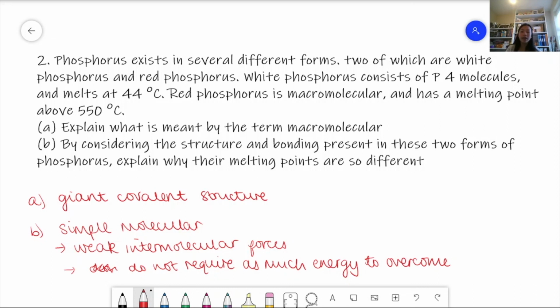For the macromolecular red phosphorus, it has a giant covalent structure. So it has very, very strong covalent bonds. And these are the things that we are trying to break. So because they're really strong, it takes a lot of energy to break them. And so the temperature has to be really, really high in order to break it, so to melt it. So that's why the macromolecular structures have a much higher melting point than the simple molecular structures.